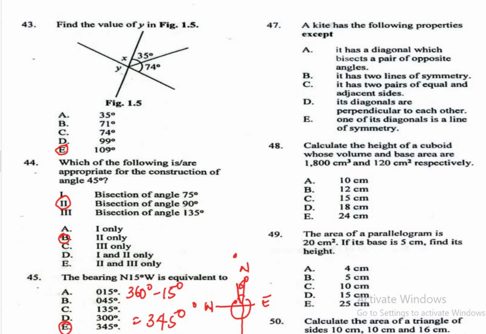All right, the correct answer among the options is B, because the instruction says it has the following properties except it has two lines of symmetry. No, only one line of symmetry is in a kite. So the right answer is B. Question 48. We are going to solve and I'm going to calculate it here.